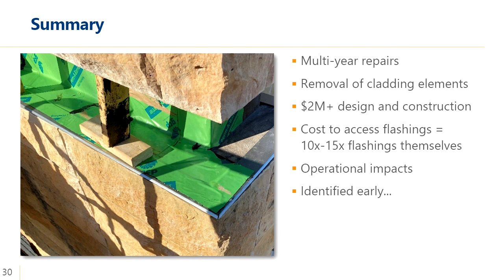It involved removing many elements, not just the stone, but also some louvers and some window issues, penetrations. It was over $2 million worth of repairs. To give you a sense of scale, the cost of the flashing elements themselves is fairly cheap, and so the cost to actually get to them and expose them is really 10 to 15 times the cost of the flashings themselves.